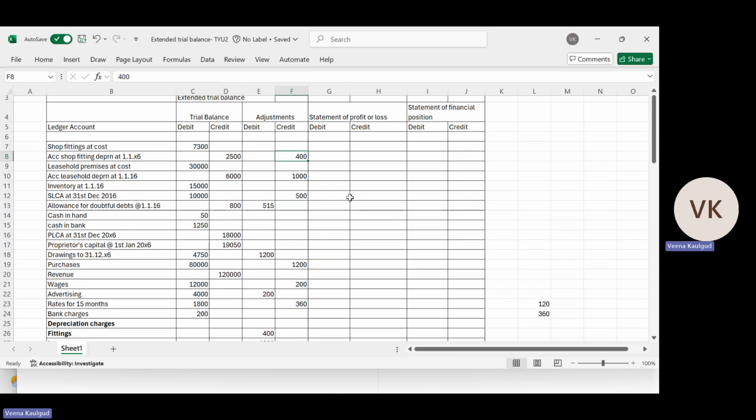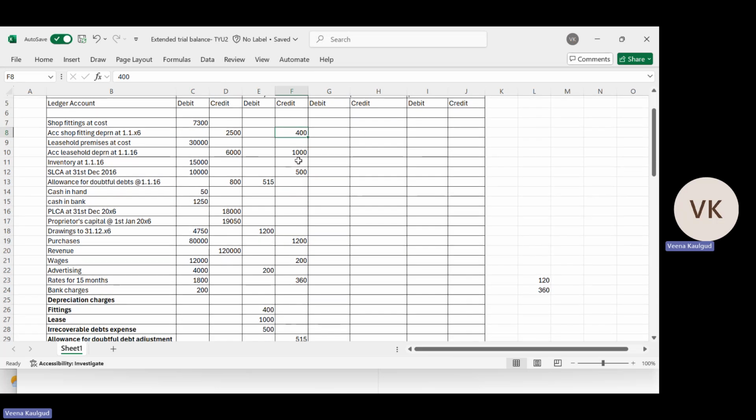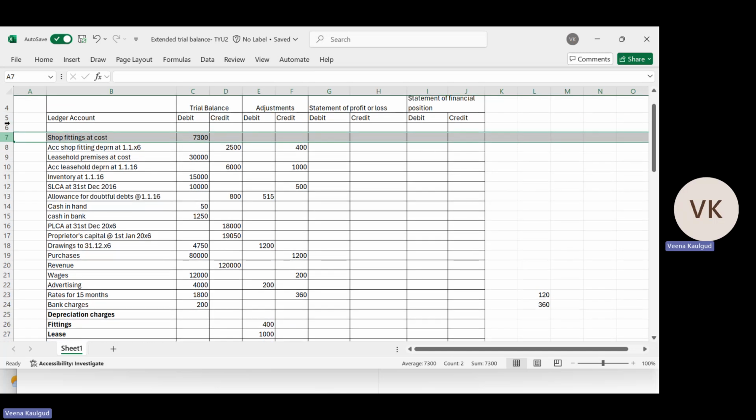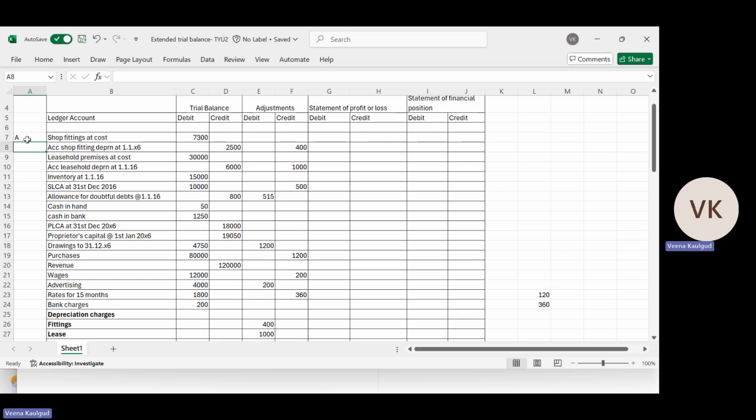So always see if there is any adjustment to each of them. If I look at the shop here, there have been no adjustments. Sorry, this is an asset. So if you want, guys, you can write the category here, A is asset. Because it's an asset, it has to go to the statement of financial position. So it equals 7,300. You post it as an asset.